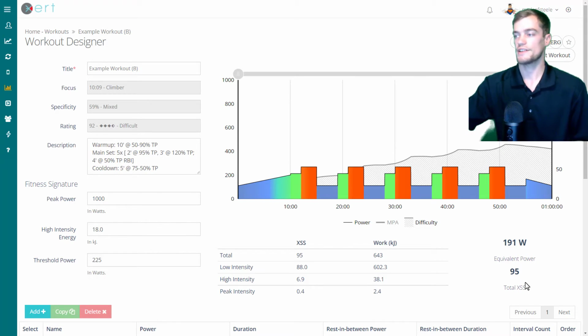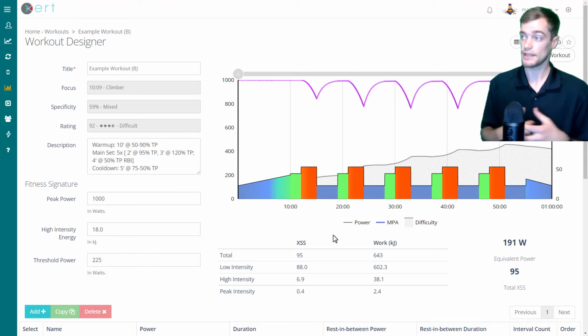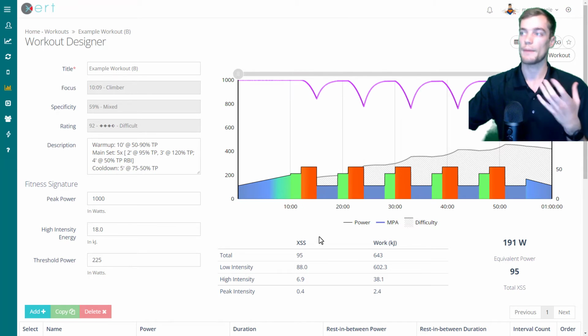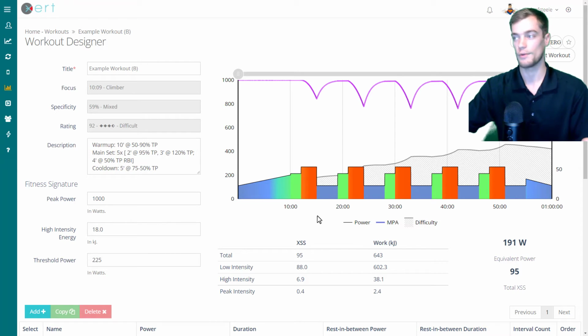Well, why is there a difference? Other systems can't account for this because they don't account for MPA. So what you'll see in this workout, workout B, is that the green interval is done when MPA has fully recovered, and that the only interval done under fatigue is that orange interval.